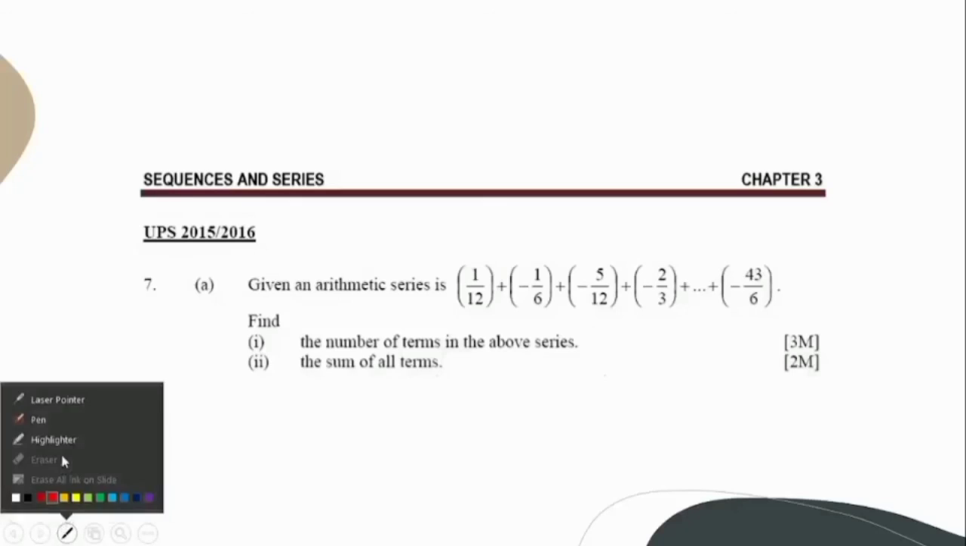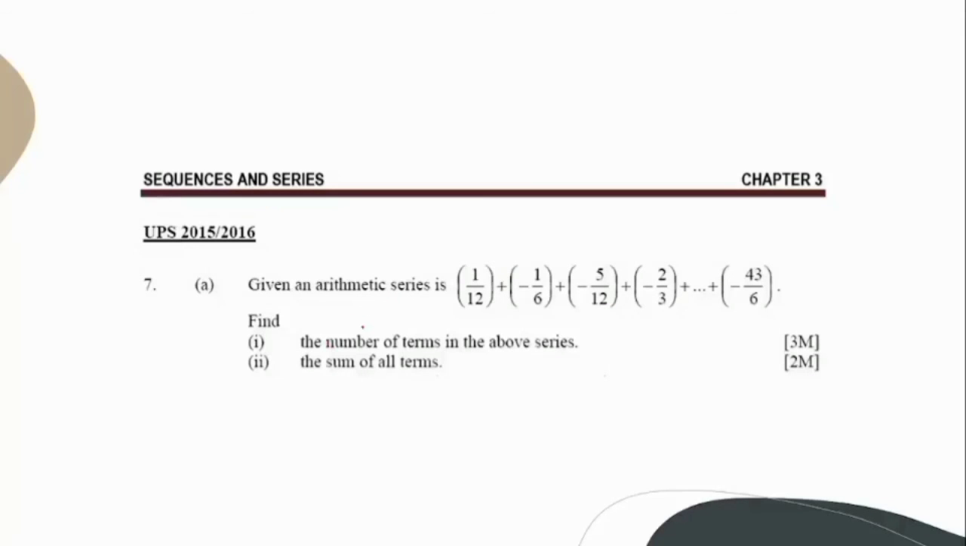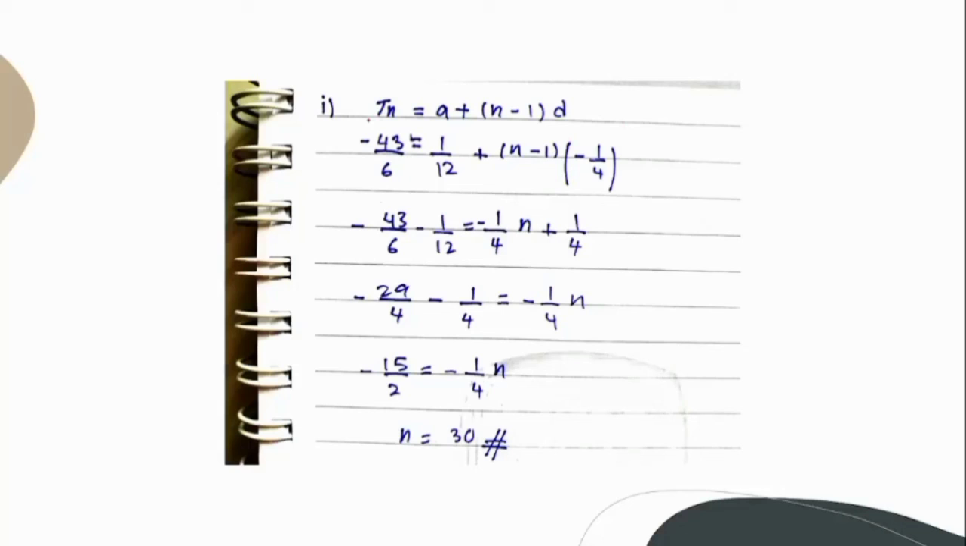Given an arithmetic series, first, find the number of terms in the above series. Second, find the sum of all terms. Moving on to question 1. To find the number of terms, we will use the formula Tn equal to a plus (n minus 1) times d.